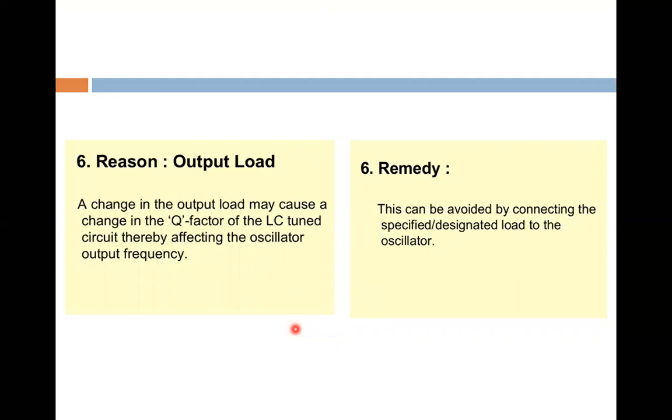Output load. A change in the output load may cause a change in the Q factor of the LC tuned circuit, thereby affecting the oscillator output frequency. So this can be avoided by connecting the specified or designated load at the oscillator.